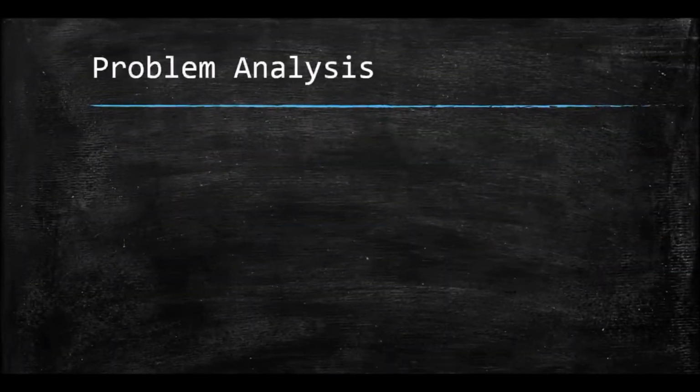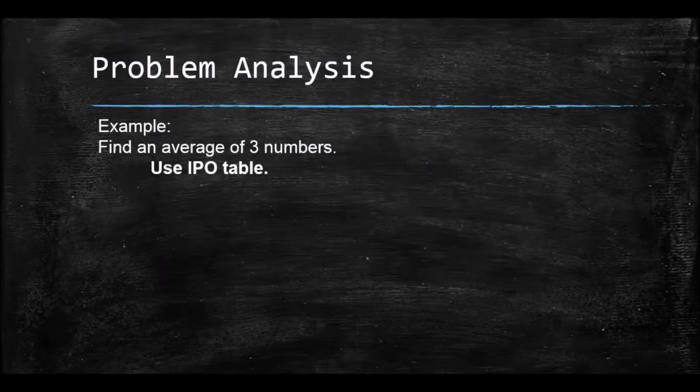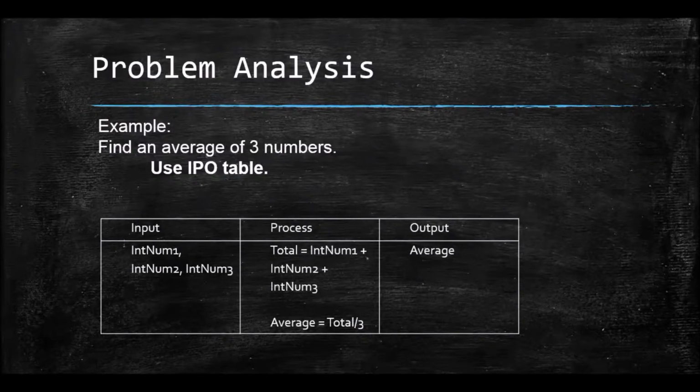Okay, I'm going to introduce to you the first type, which is problem analysis. We're going to try to answer this example: find an average of 3 numbers. By using the IPO table, we can solve this step by step. The IPO table consists of input, process, and output. Input is the data that we need to read. Process is any process involved. Output is our last result or our goal, what we want to find.